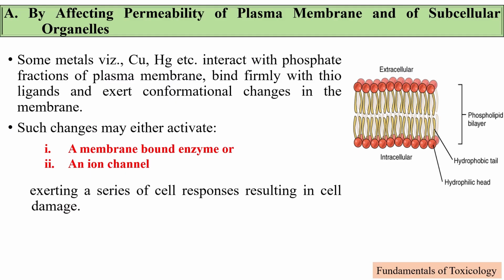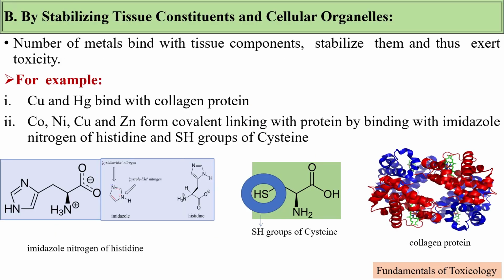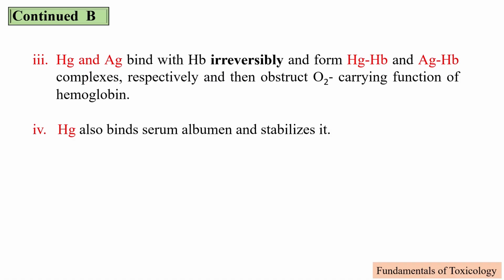Coming to the second point, metals cause toxicity by stabilizing tissue constituents and cellular organelles. A number of metals bind with tissue components, stabilize them, and thus exert toxicity. For example, Cu and Hg bind with collagen protein. Co, Ni, Cu and Zn form covalent linking with protein by binding with imidazole nitrogen of histidine, and SH groups of cysteine. Hg and Ag bind with Hb irreversibly and form HgHb and AgHb complexes, respectively, and then obstruct the O2 carrying function of hemoglobin. Hg also binds serum albumin and stabilizes it.